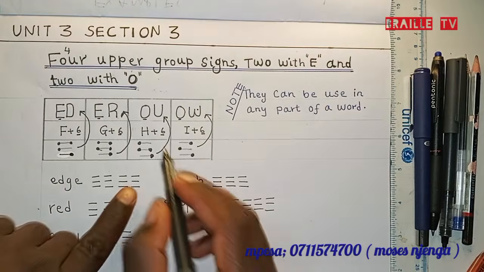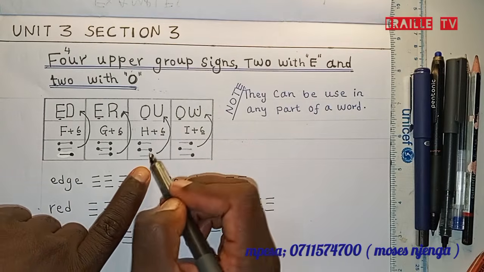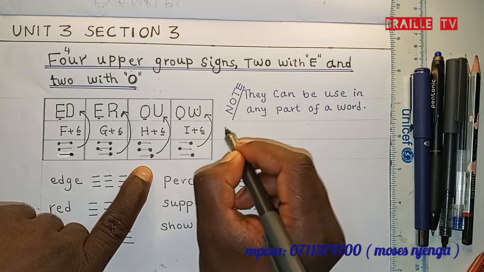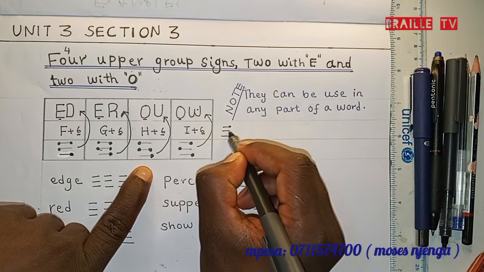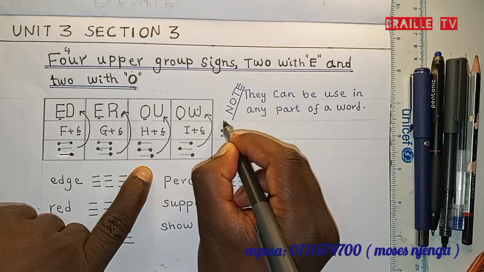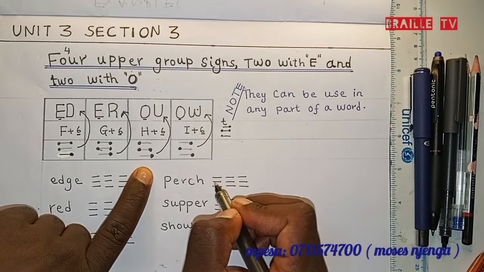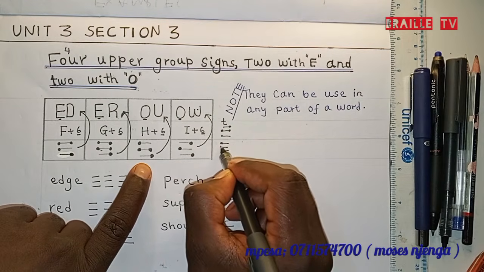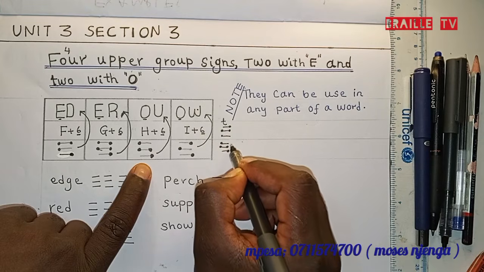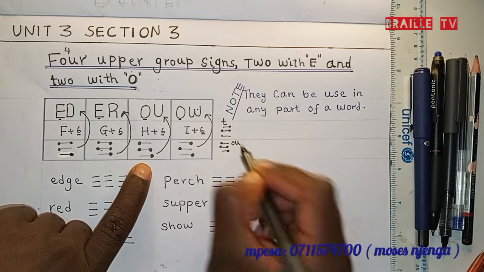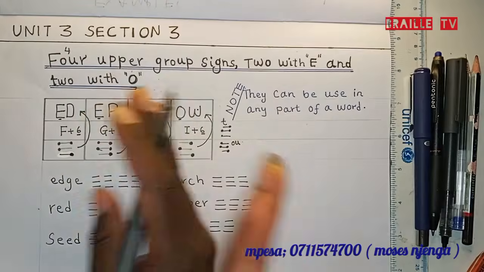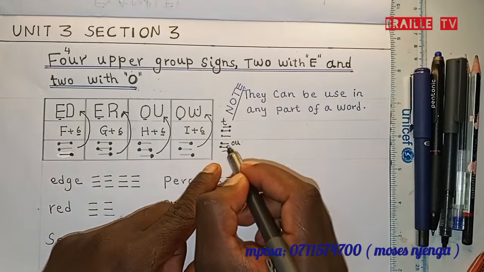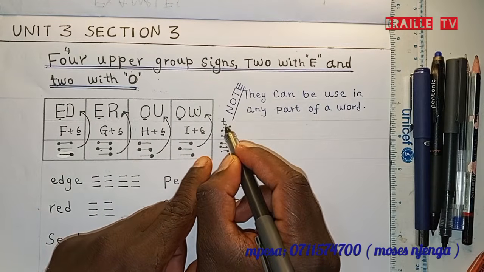Remember, OU is the opposite of T. Remember, let me write here. T, we said it is written like that, okay? This is letter T. So let me write here so that you don't confuse. But OU is written as H plus dot 6. So this is OU, okay? It is the opposite of each other. So do not confuse this one and this one, okay?